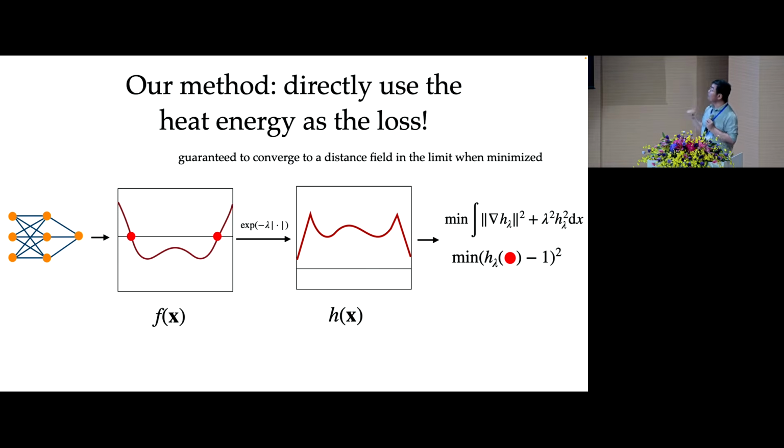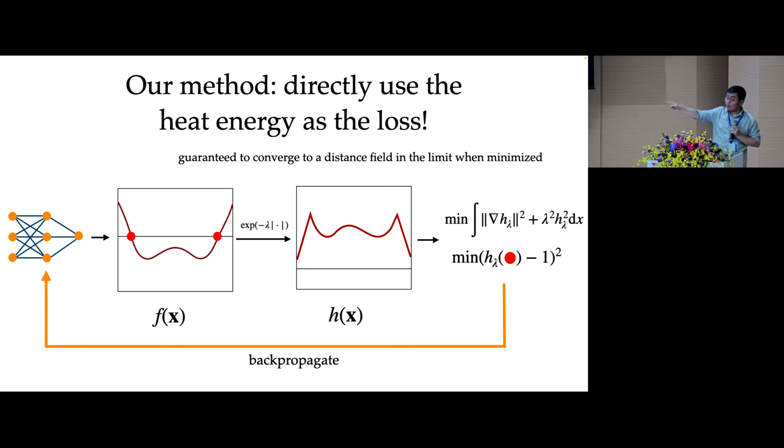So you want to minimize this integral, and you also want to satisfy the boundary condition. And from all of this, you can then just do backpropagation to the weights of your neural network to try to satisfy this loss. And the guarantee is, if you truly satisfy this loss, in the limit as lambda goes to infinity, this loss will converge to an actual distance field.